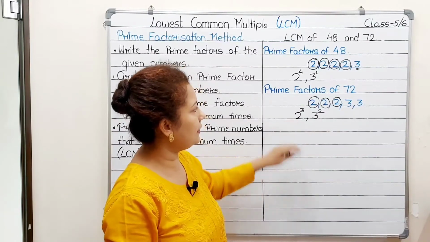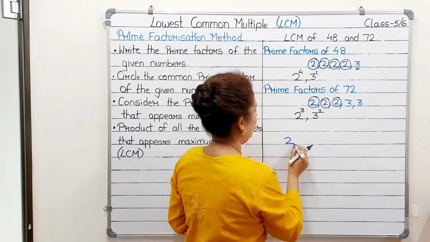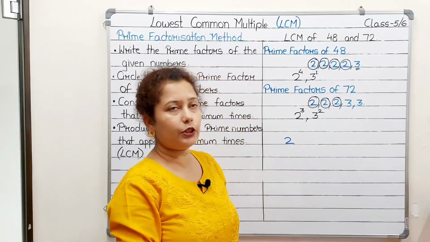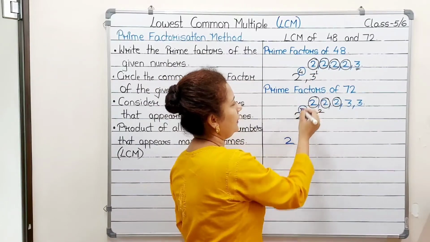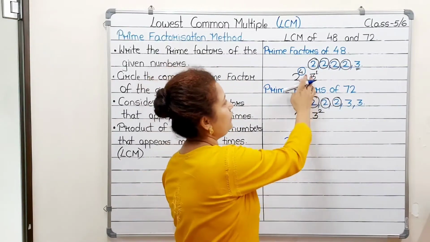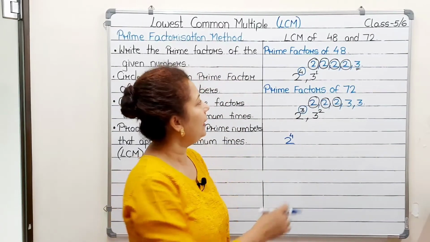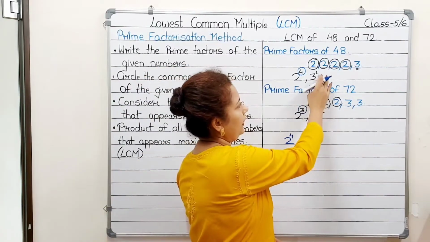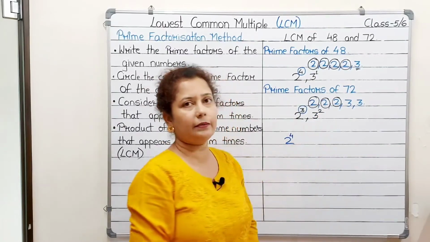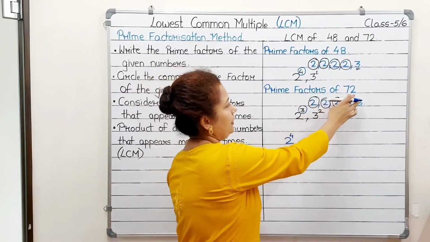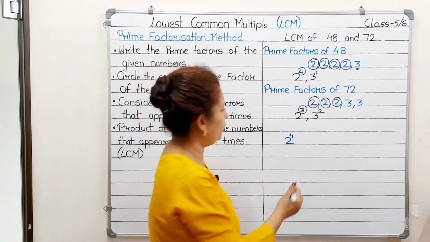Now if we consider the first factor, that is 2: here it is 4 times and here it is 3 times, so the maximum number is 4. 2 raised to power 4 we will consider. Next, 3. 3 is 1 time in 48 and 3 is 2 times in 72. So here we will take 3 raised to power 2.